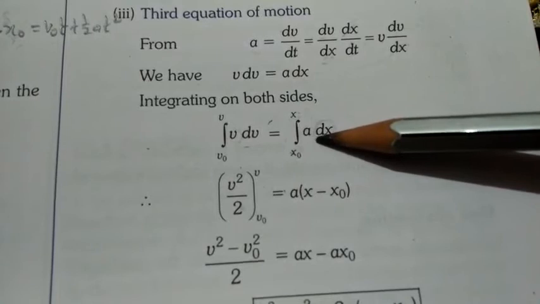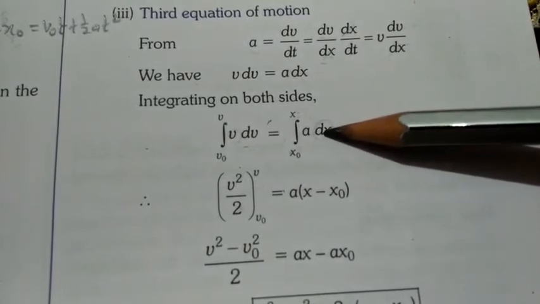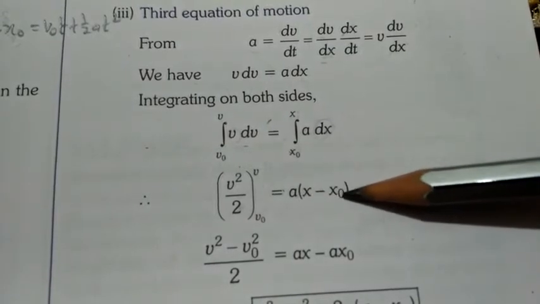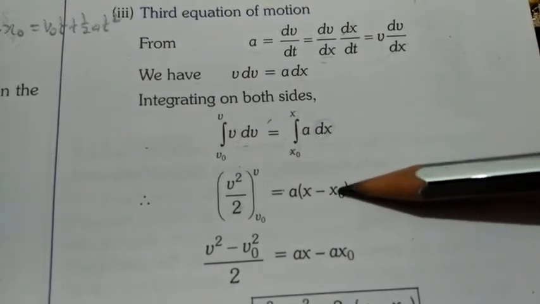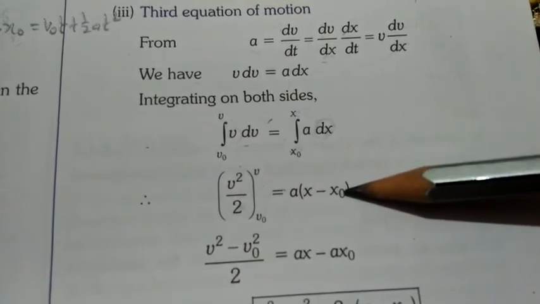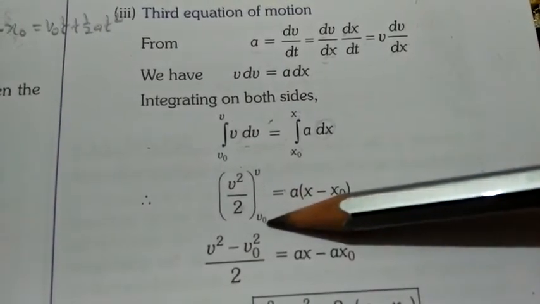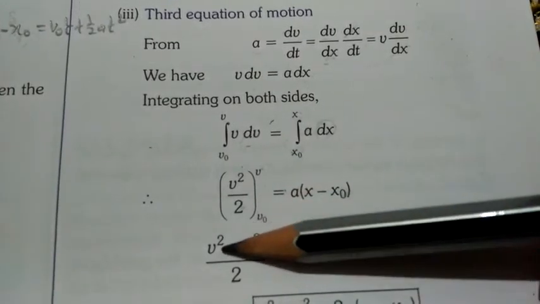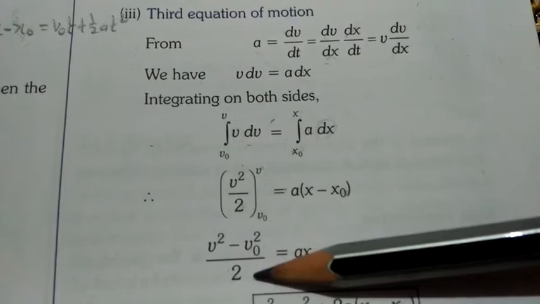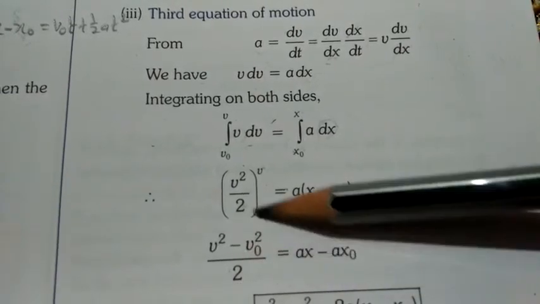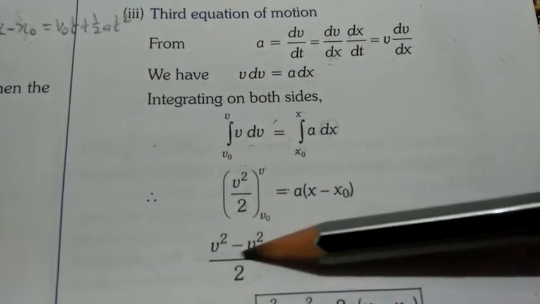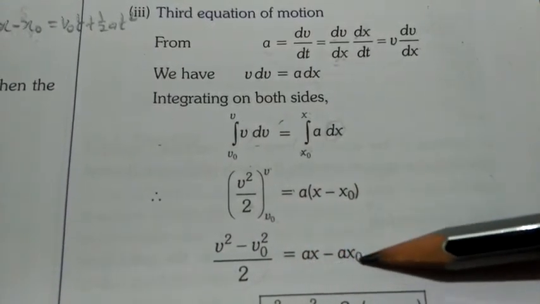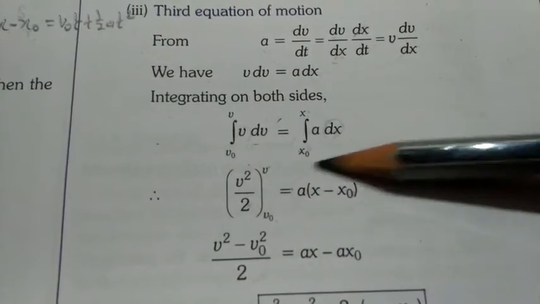By integrating dx we will get x, and by applying upper limit minus lower limit we get a into x minus x naught. When it is at 0, it is called x naught. Okay, it will be called v naught. So now, by applying upper limit minus lower limit, we will have v square upon 2 minus v naught square upon 2. So in general, we can write it like this: v square minus v naught square upon 2, and here a x minus a x naught, or you can simply write it like this only.